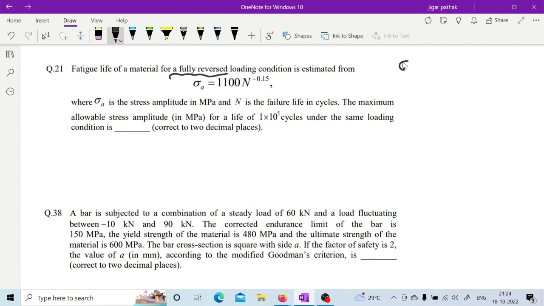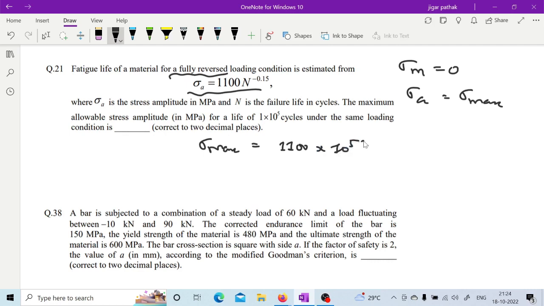Fully reversed load is given, means sigma mean will be again 0 and sigma a is equal to sigma max only, right? And sigma a is given by this. So sigma max is equal to 1100 into 10 raised to 5 raised to minus 0.15, which will give you 195.61 megapascal.